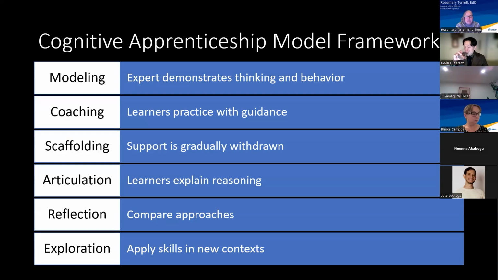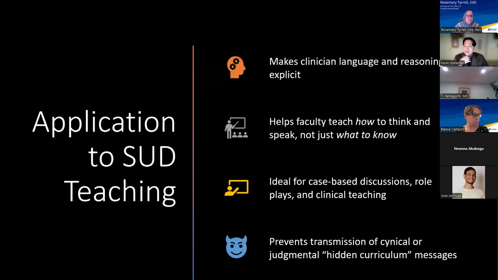And then articulation is the next step, where now learners are explaining their reasoning. And I know a lot of you use that technique in many circumstances. Reflection, where you compare different approaches. How is this better than the last time? What worked, what didn't work? Exploration, finding ways to apply those skills in new and different contexts.